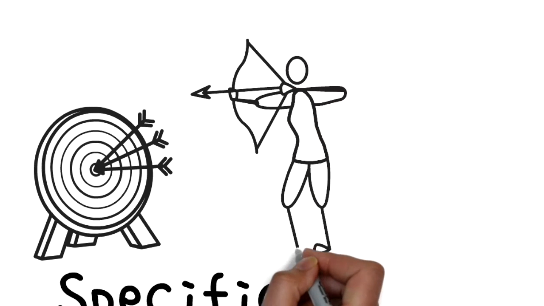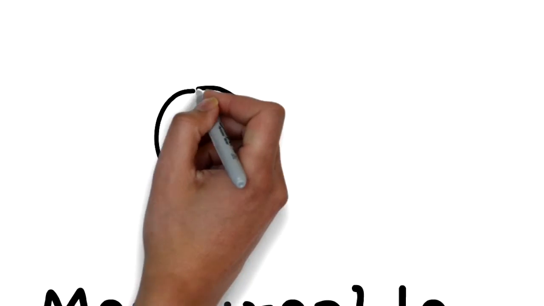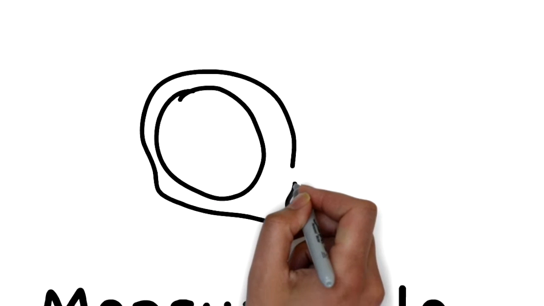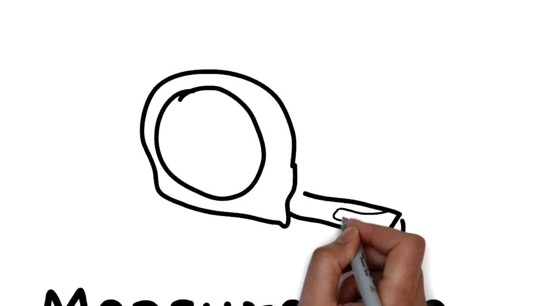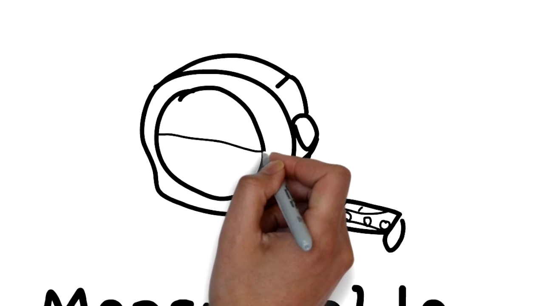M. Measurable. Next, the task needs to be measurable. In other words, it needs to be possible to track the progress of the completion of the goal. If the task is a big one, you might need to break it down into separate activities and set milestones to help monitor progress.